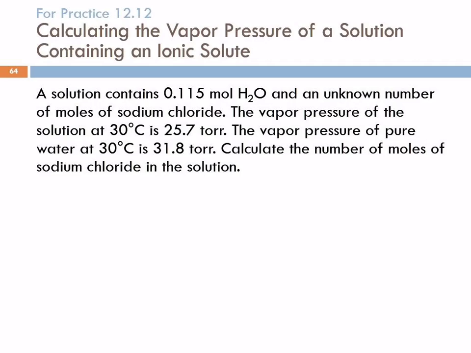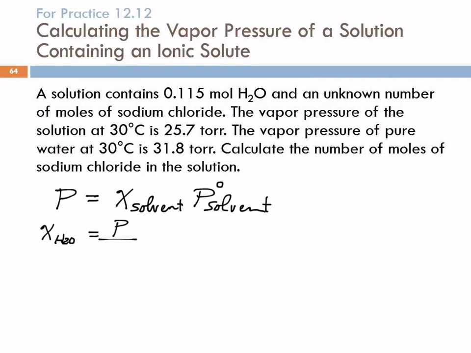Well, the vapor pressure of the solution is going to equal the mole fraction of the solvent times the vapor pressure of the pure solvent. That was way back at the beginning of today's lecture. This time, we don't know what the mole fraction is, but we know the partial pressure of the pure solvent and of the solution. So we can calculate the mole fraction of water: it's equal to the partial pressure of the solution divided by the vapor pressure of pure water.